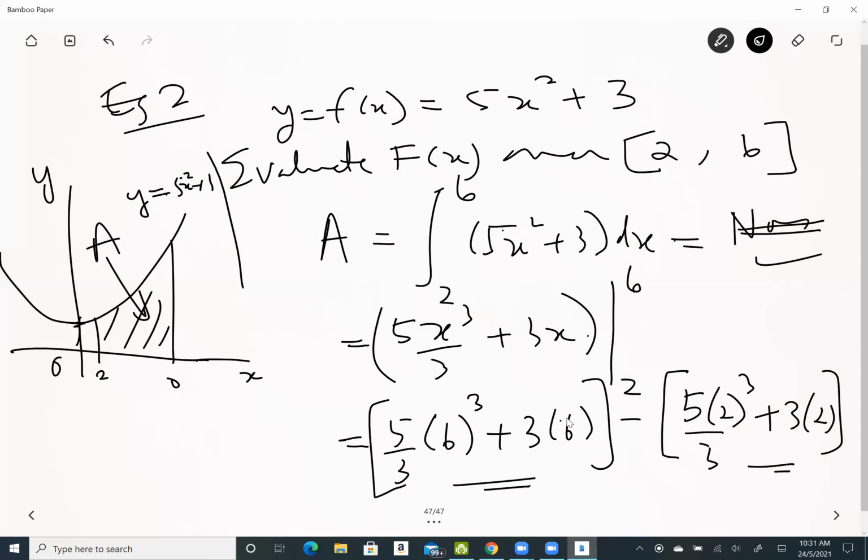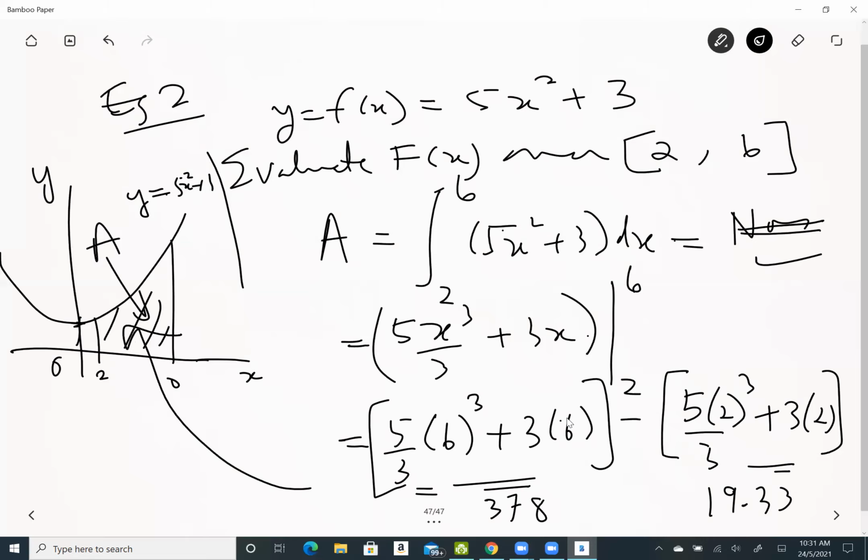Okay, what is it here? What is the value that you get for the first integral? You got the value? 378. All right, and here, 19.33. Okay, 19.3. So the difference will be the area here.